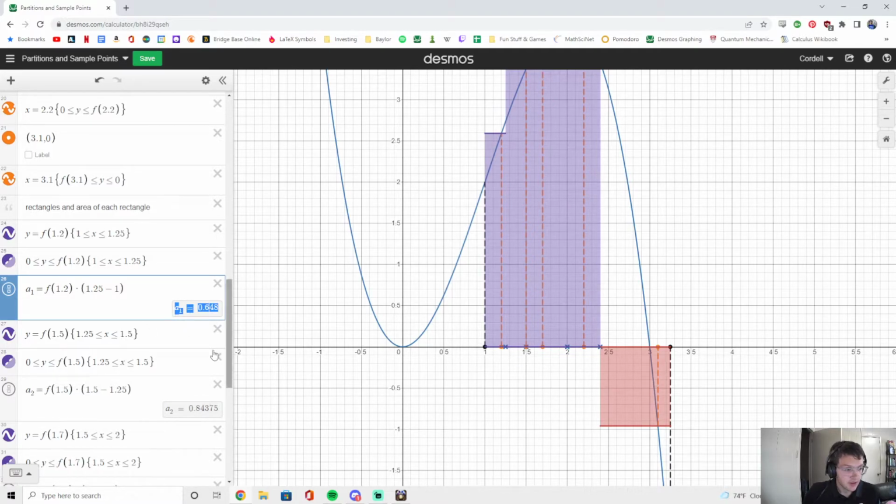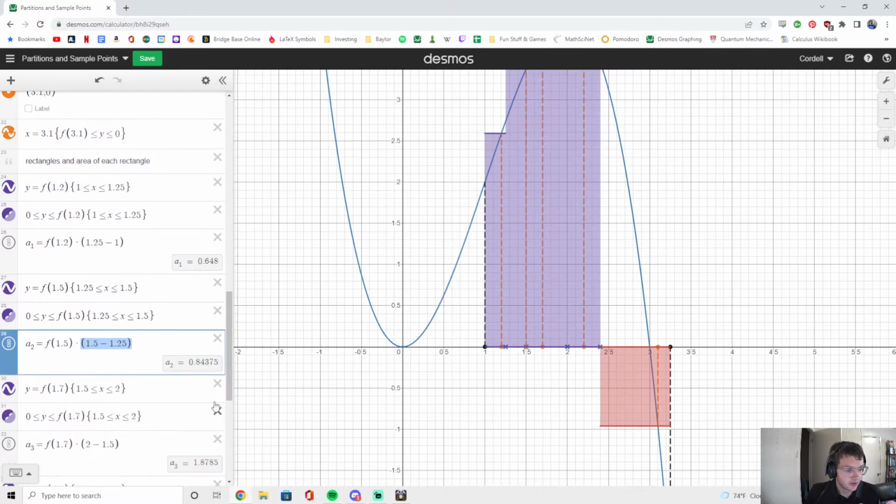Our next rectangle has height of f of 1.5, because we chose that to be our sample point. Okay, and we also chose that the length of the rectangle is 1.5 minus 1.25. So here we're just calculating the area. It's the height of the function at our chosen sample point times the length of that particular subinterval that we got to choose. And this gives us the area of this second rectangle, which I've called A2.